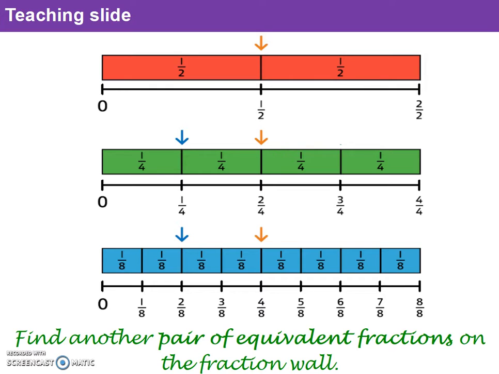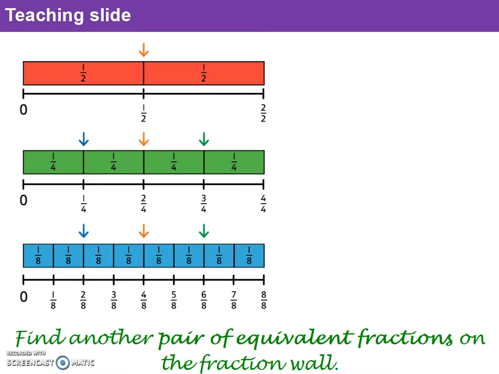And then if we take another fraction from our quarters, in this case our 3/4, we can see that if we draw a line straight down from 3/4, exactly the same length is going to be 6/8. So we can see from this we have our blue equivalent fractions, our orange equivalent fractions, and our green equivalent fractions, which can be recorded as 1/2 equals 2/4 equals 4/8.